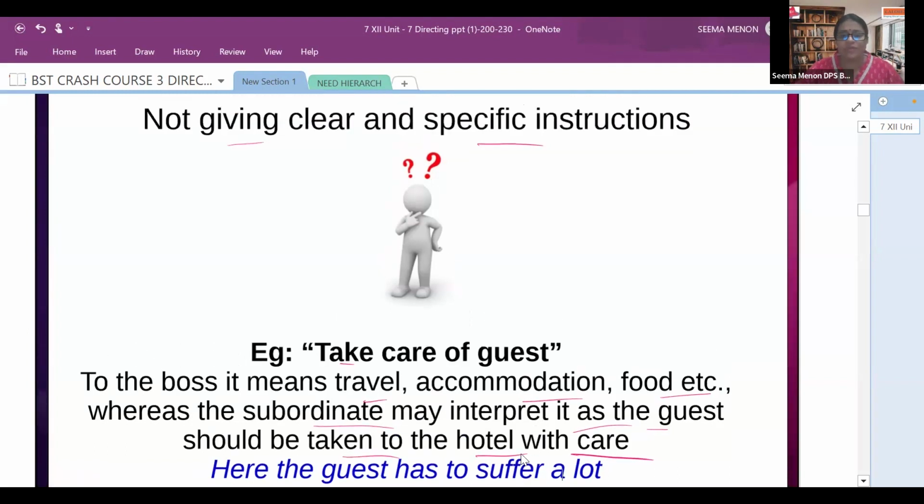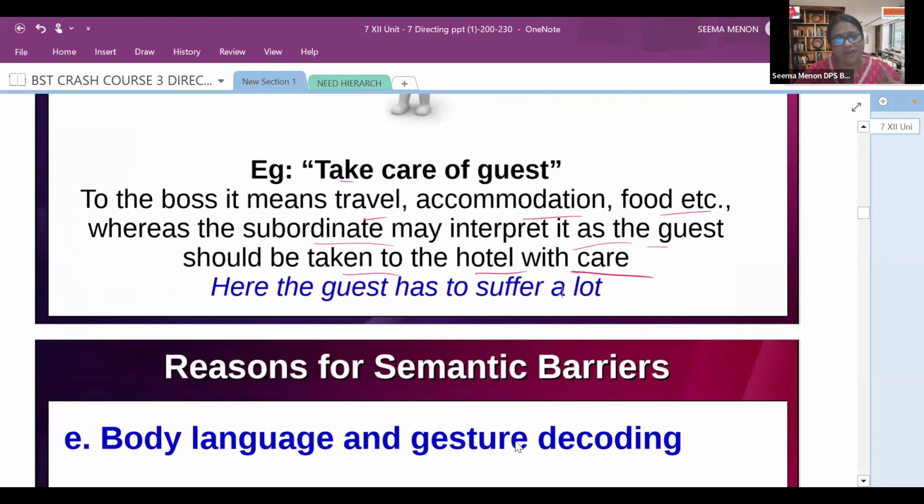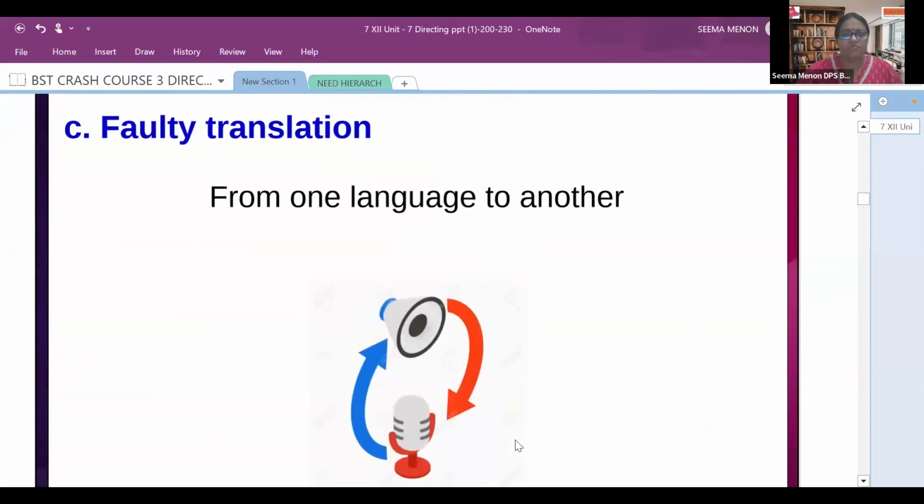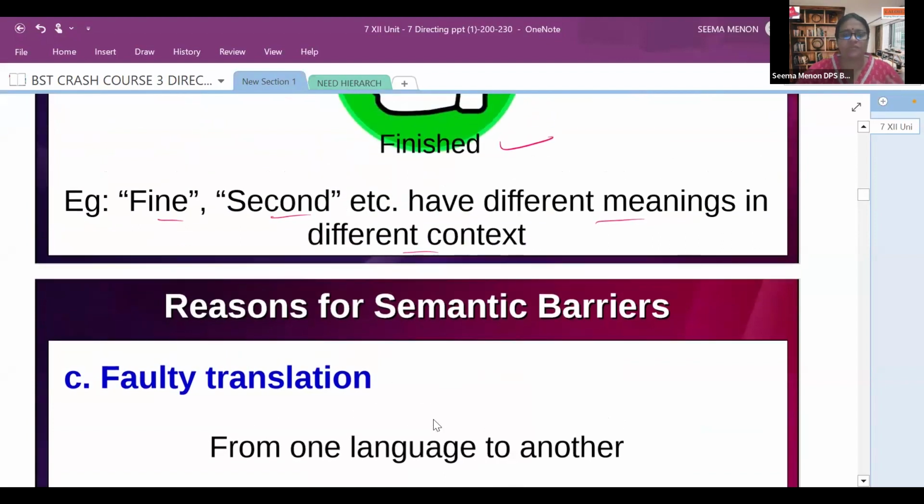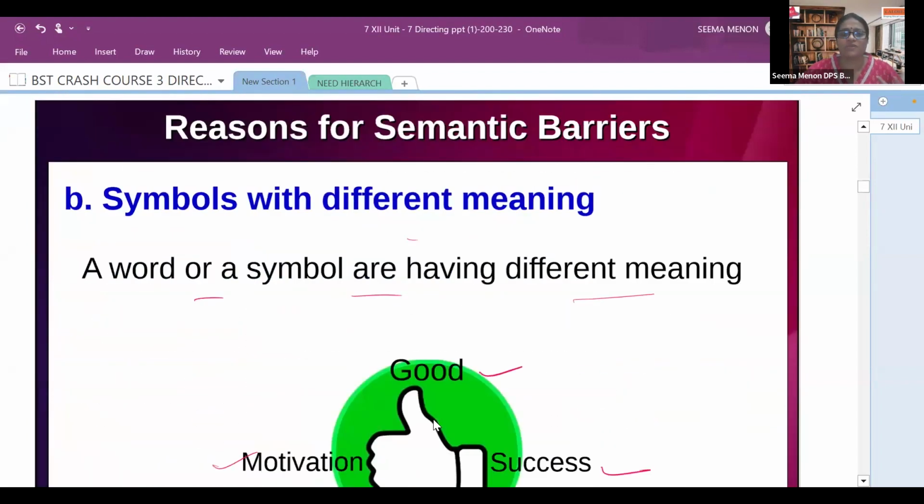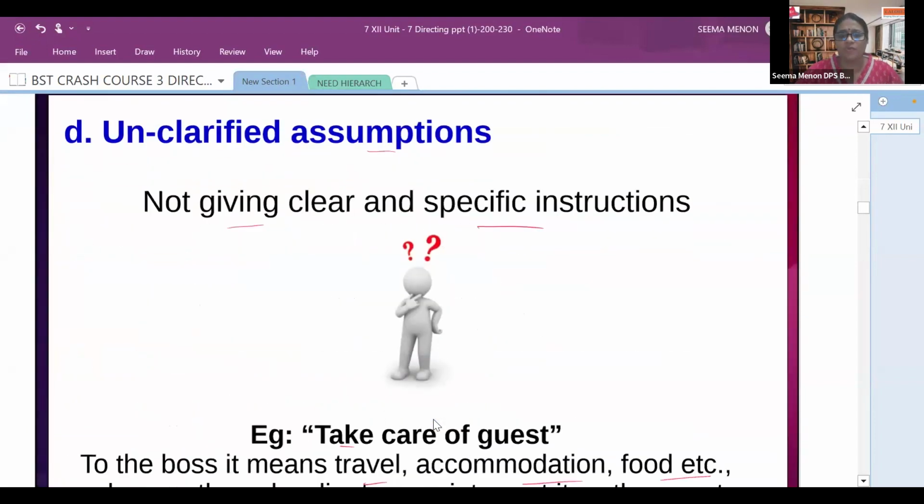Here the guest has to suffer a lot, and then who will ultimately be suffering? The guest will be suffering. That is unclarified assumption. "Take care of guest" is the best example, and in many case studies the same phrase appears, so you should be aware of it. Faulty translation means from one language to another, then symbols with a different meaning, and badly expressed message. I hope you are clear with all these four points.